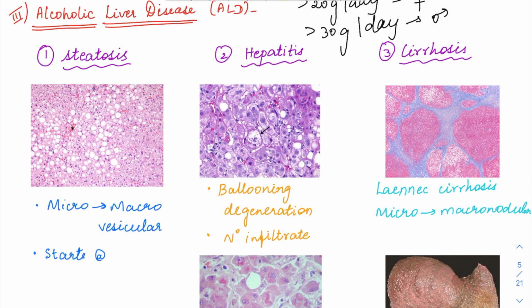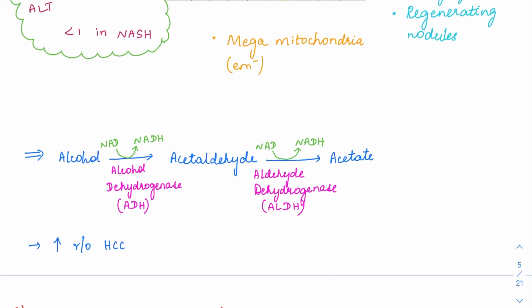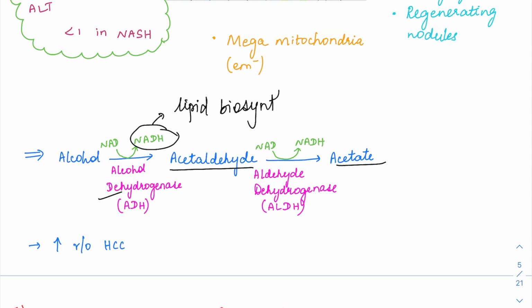So starting with triglyceride metabolism. When alcohol is consumed, it will be metabolized into acetaldehyde by the enzyme alcohol dehydrogenase. After this, the acetaldehyde will be converted into acetate by the enzyme aldehyde dehydrogenase. During both of these reactions, NAD is utilized and NADH is released. This released NADH is going to enter into lipid biosynthesis, and will be used in the synthesis of lipids.